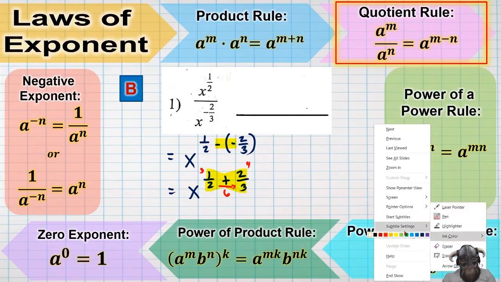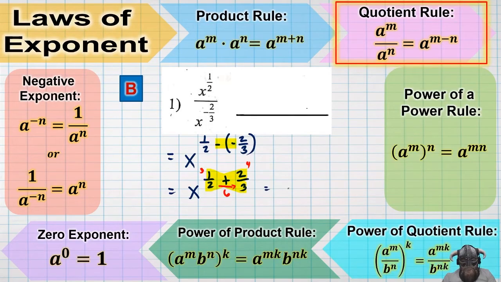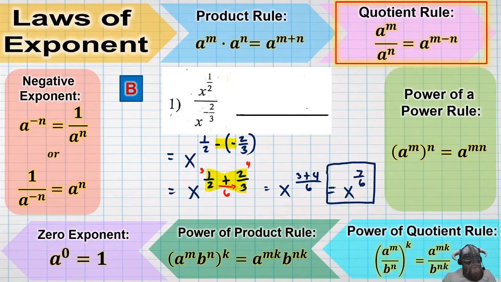So, if we try to write it the correct way, that will be x raised to 3 plus 4 over 6. Simplifying it, you can just add 3 and 4. That will be equal to 7. So, our final answer is x raised to 7 over 6. So, that is the shortcut we used just to add dissimilar fractions like this given. So, our answer is correct: x raised to 7 over 6. Let's proceed to number 2.